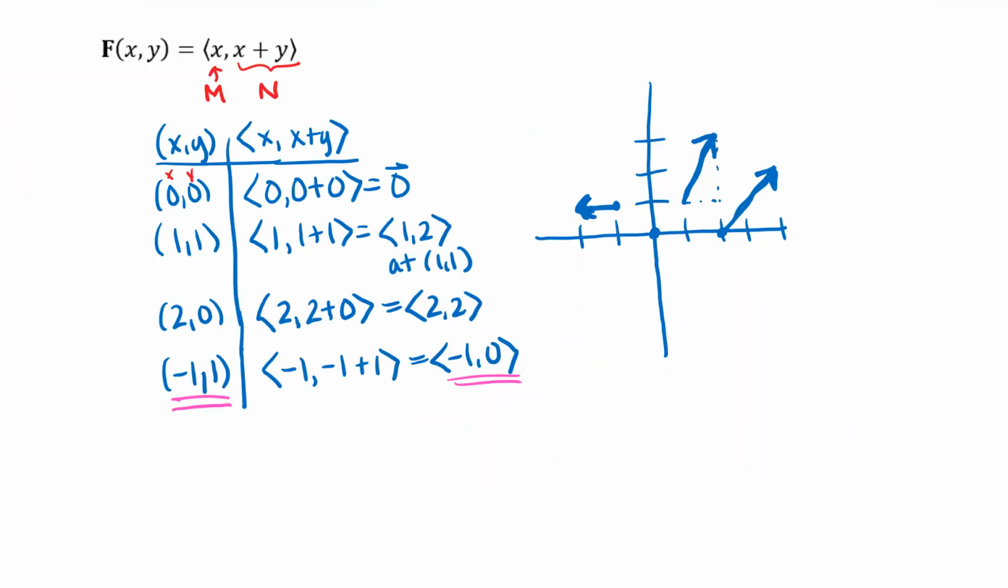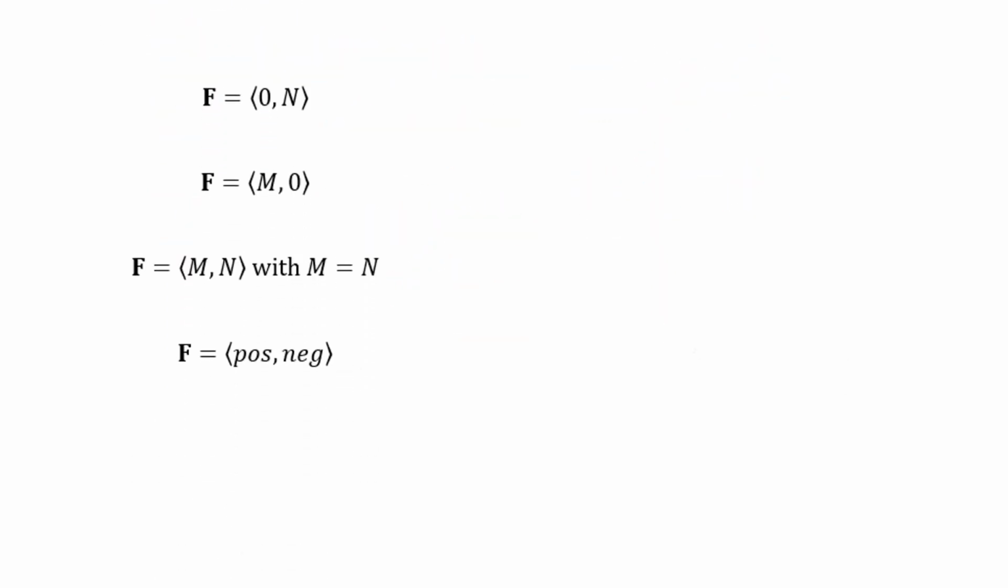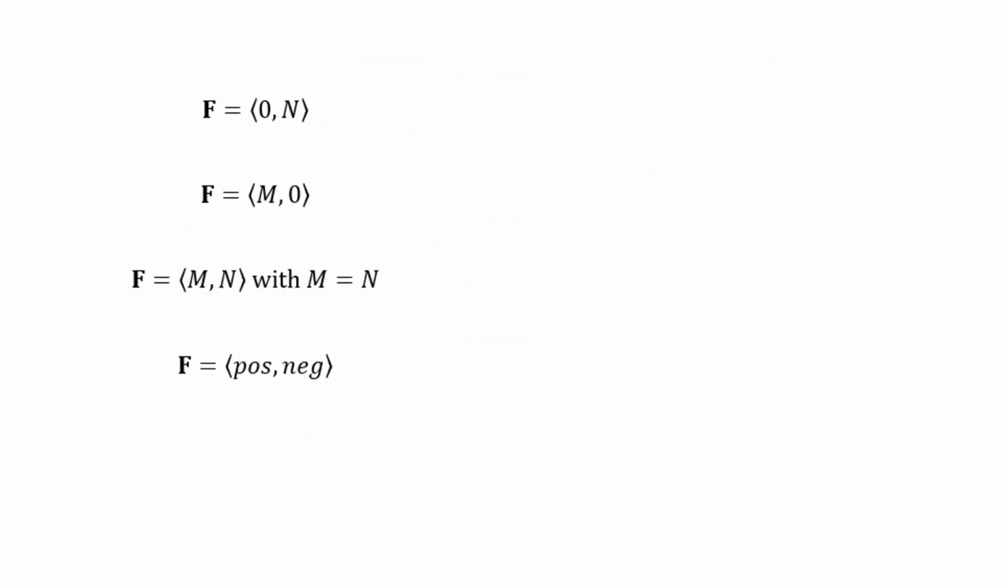So although we're going to be able to look at a lot of vector fields that are generated by a computer, it is helpful to sometimes be able to interpret some very simple kinds of vector field equations without having to graph them, so that you have a sense of what these look like. So I've just written down a couple of them here.